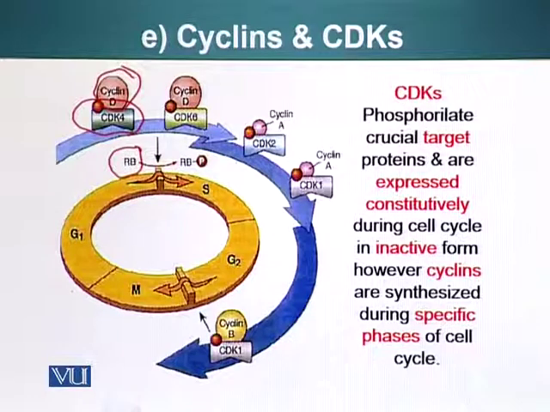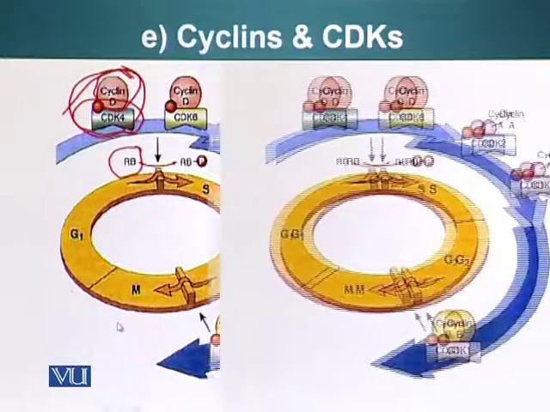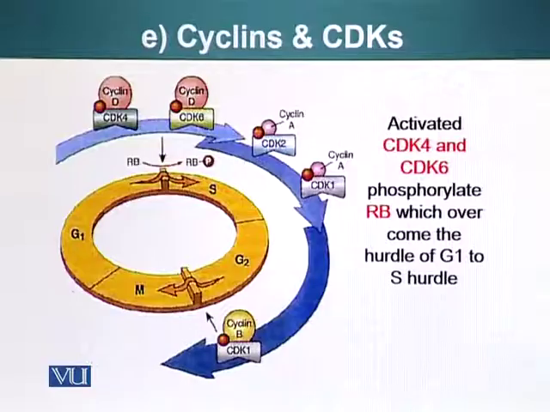So once this complex phosphorylates RB protein, the brake is released and the cell can progress into the next phase of the cell cycle. In this case, it will be the S phase. So although CDKs are always present, cyclins are only expressed or made during specific phases of the cell cycle. Activated CDK4 and CDK both bind cyclin D, by the way. They phosphorylate RB, which overcomes the brake or the hurdle of cells going from G1 into S phase.